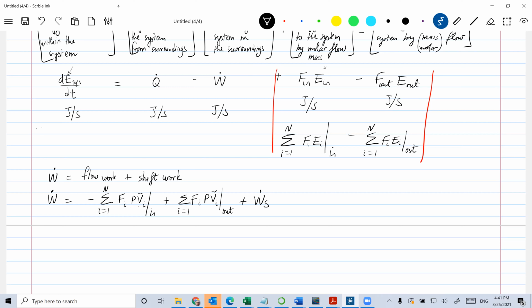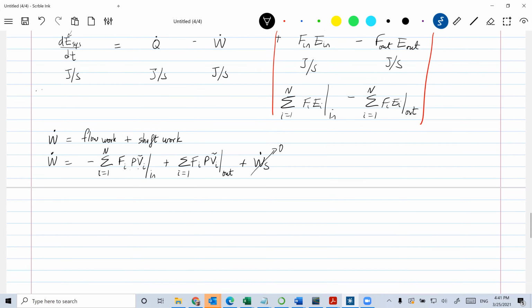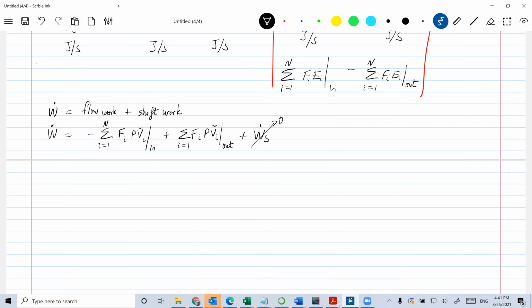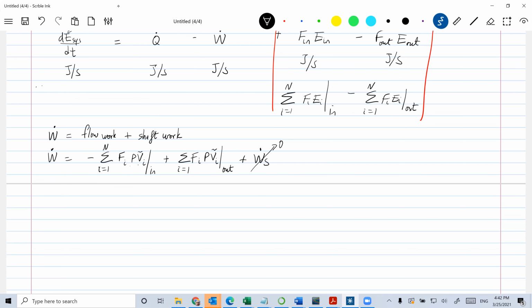Now in this class, unless you're dealing with a polymer, which is a very viscous reactor, this is going to be 0 most of the time. Actually, all of the time for this class, this is 0. So now we can go back to this term. We dealt with this term a little bit, and we're going to deal with this term now. And we can rewrite this equation.